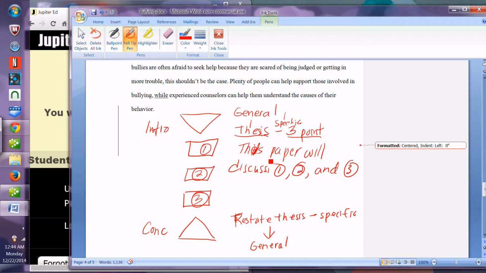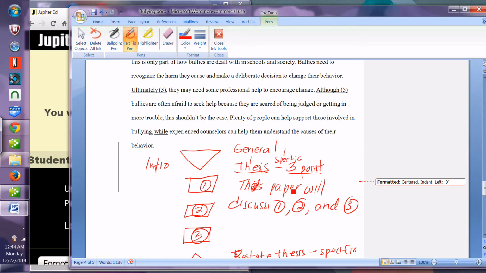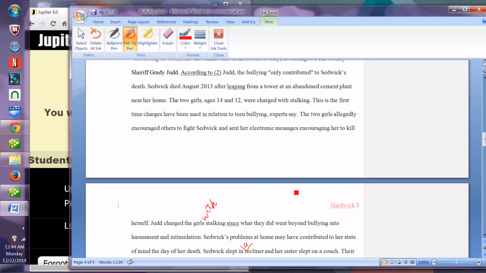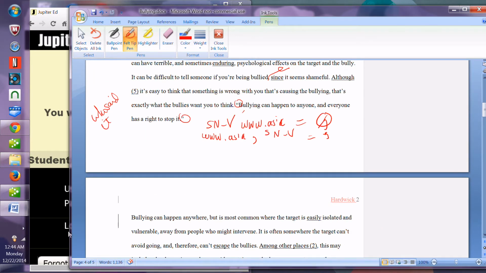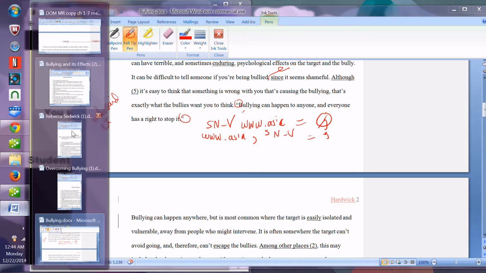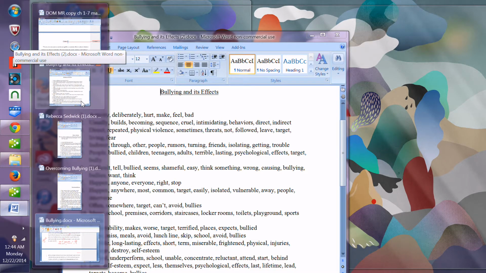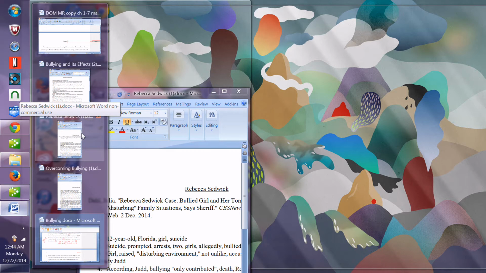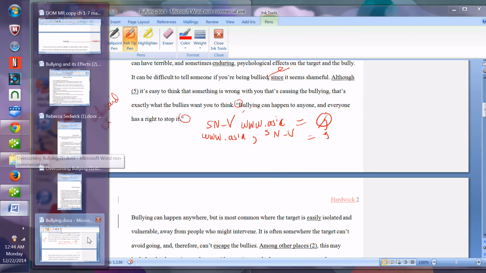And it makes it easy. It's like signs on the road saying, okay, first exit's this, second exit's that, third exit's that. And then down here you'll restate it. In conclusion, we have discussed 1, 2, and 3. And so your paper, your first paragraph, and we can look at your outlines for this. Bullying and its effects, the Rebecca Sedgwick case, and overcoming bullying.